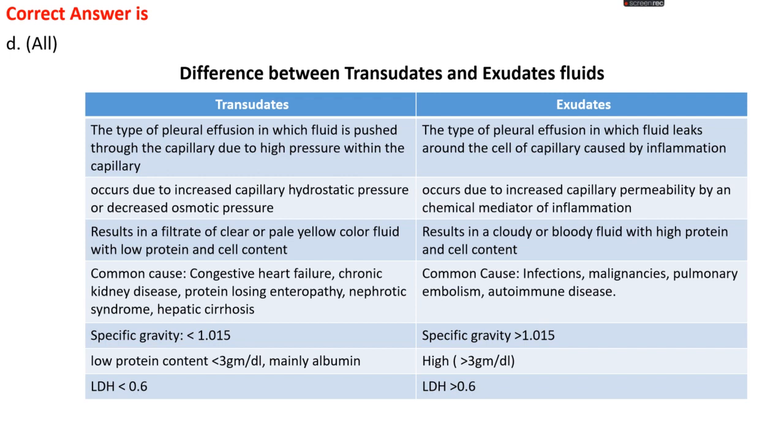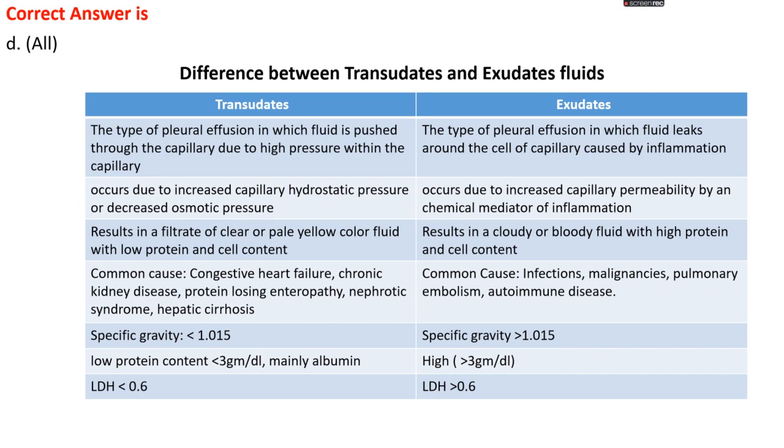Let's see the difference between a transudate and an exudate fluid. A transudate is a type of pleural effusion in which fluid is pushed through the capillary due to high pressure within the capillary. An exudate is a type of pleural effusion in which fluid leaks around the cells of capillaries, mainly caused by inflammation. Transudates occur either because the hydrostatic pressure in capillaries is high, or because the osmotic pressure of capillaries is low.